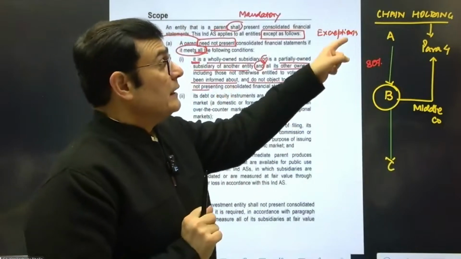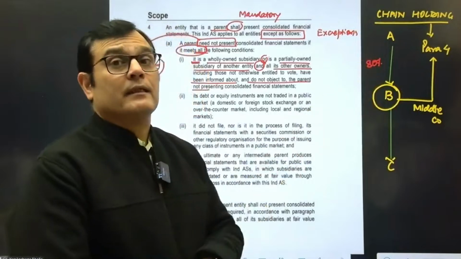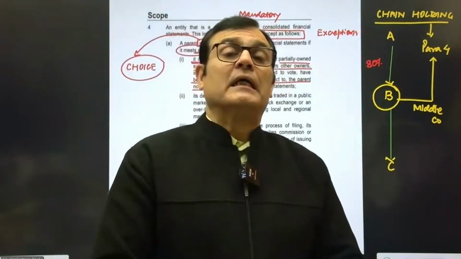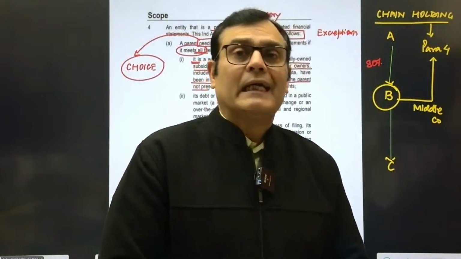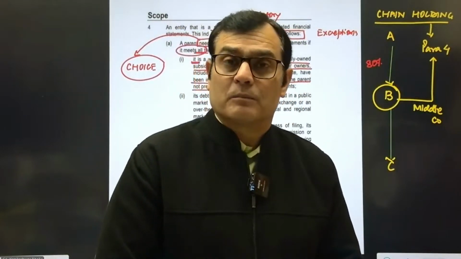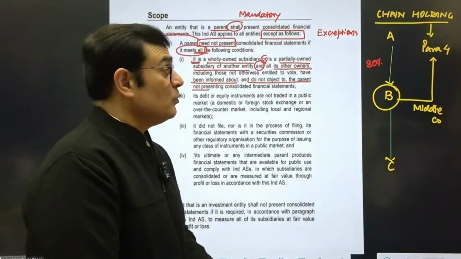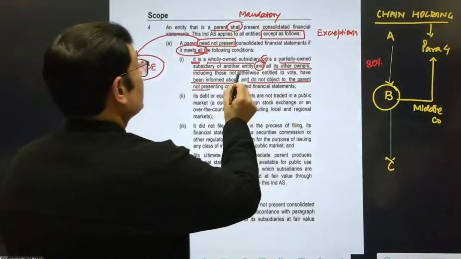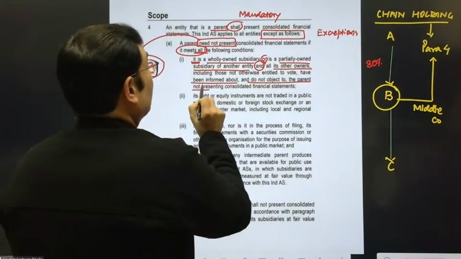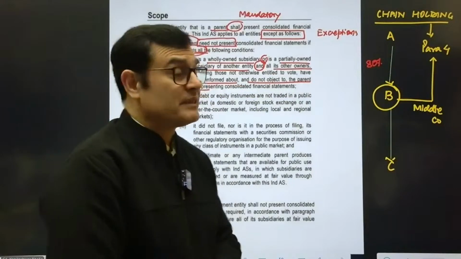So we will say, okay, if B is a partly owned subsidiary of A, then tell me, have you informed the other stakeholders? That means, have you informed the NCI and they've got no objection to the fact that B does not make a consolidated financials? So in this particular case, it says all other owners, including those entitled to vote, have been informed and they do not object to the parent not presenting console.